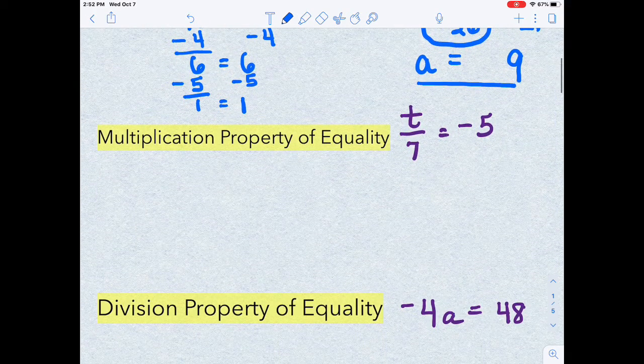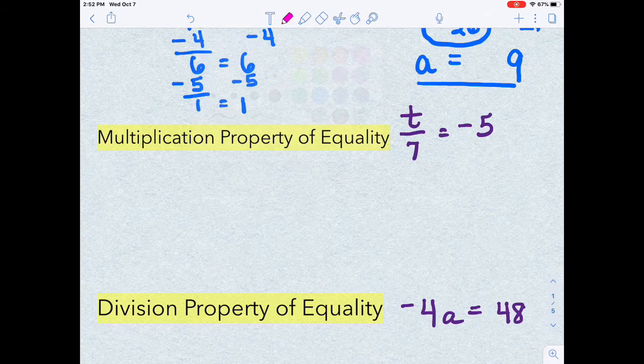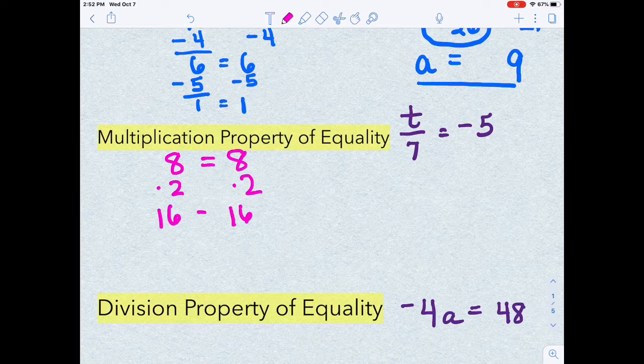The next thing I might want to choose to do is called the multiplication property of equality. And again, let's say I'm going to start with, say, 8 equals 8. Notice that if I times by 2 over here, I'll get 16, which doesn't equal 8. But if I times over here, I'll get 16 and keep it equal. So as long as I multiply by whatever I want to on the left and do the same thing on the right, I will be fine.